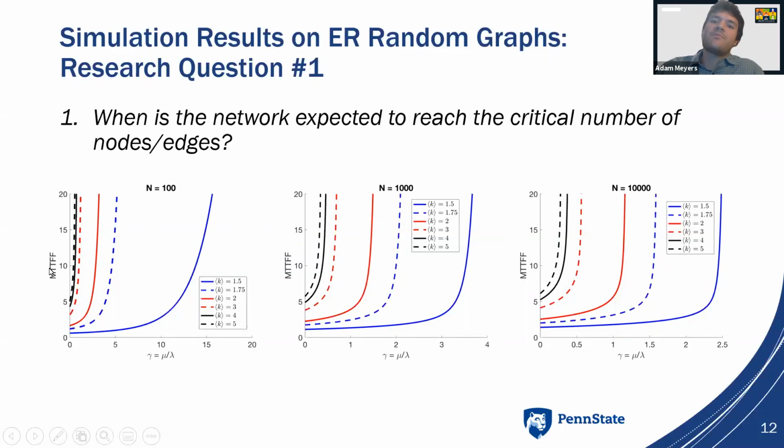This is showing the mean time to failure as a function of gamma. This is the ratio of recovery rate to failure rate. If we're above 1, that means that nodes are recovering faster than they're failing. If it's below 1, that means nodes are failing faster than they're recovering. What we can see from this is that, as expected, as we increase gamma, so as we increase the recovery rate relative to the failure rate, it takes a longer time for the network to fail, right? MTTFF is increasing.